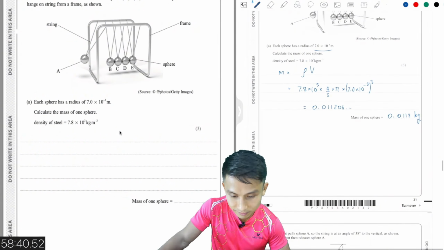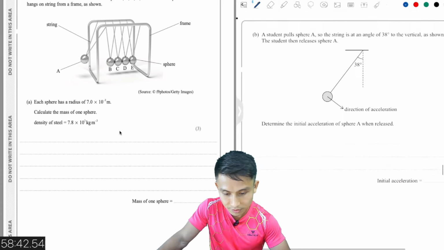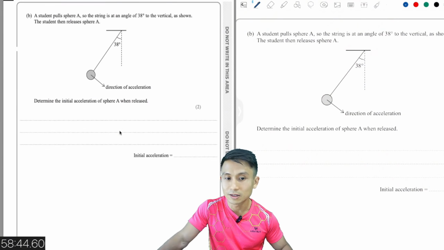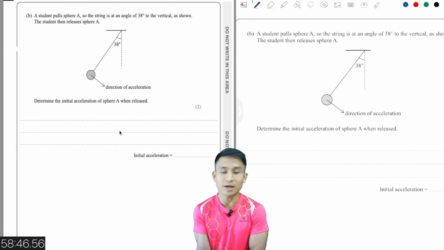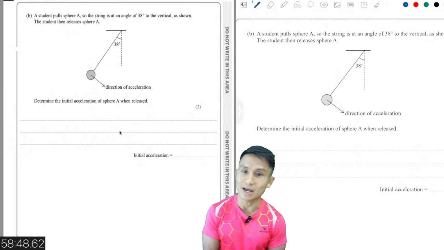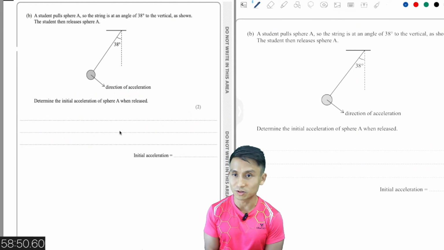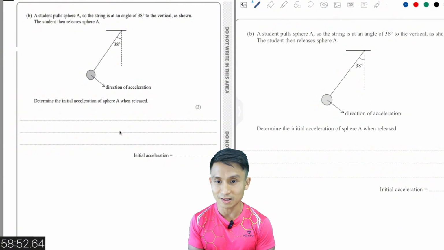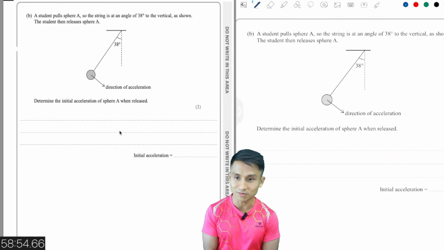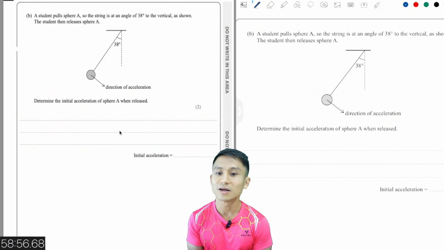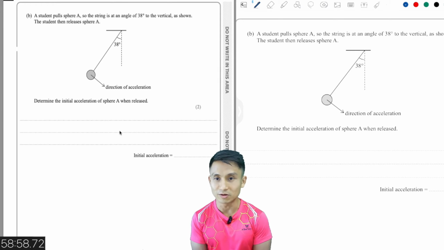All right. Yep. Next, a student pulls sphere A so the string is at an angle of that to the vertical as shown. The student then releases sphere A. Direction of acceleration is that. Determine the initial acceleration of sphere A when released.